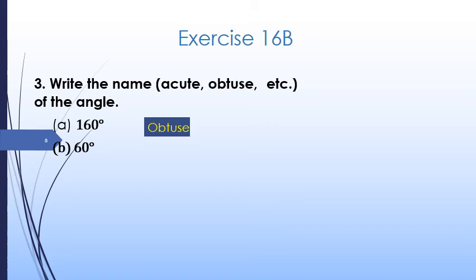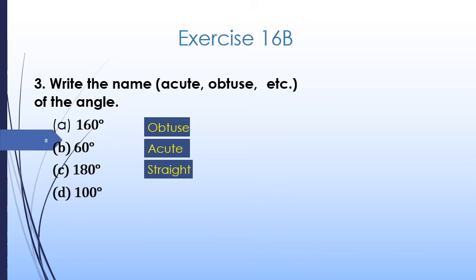60 degree. Now children, 60 degree is an angle which is less than 90 degree, and the angles which are less than 90 degree, those angles are called acute angles. So here we will name this angle as acute. Now let's come to the C part. Here the angle given is 180 degree. Children, 180 degree angle is called the straight angle because this angle is made on a straight line, right? So the name of 180 degree angle is straight angle. So we will write straight.